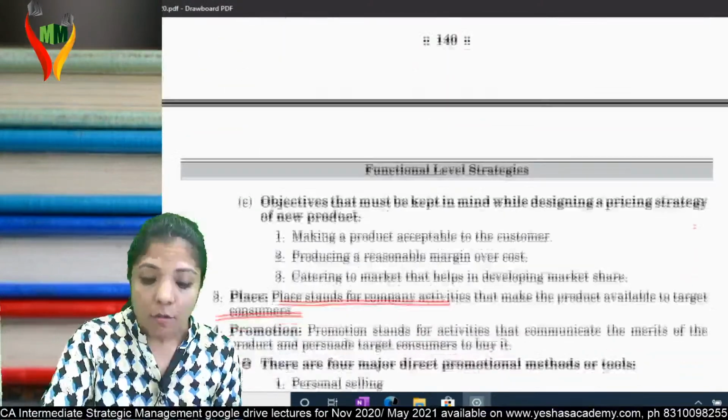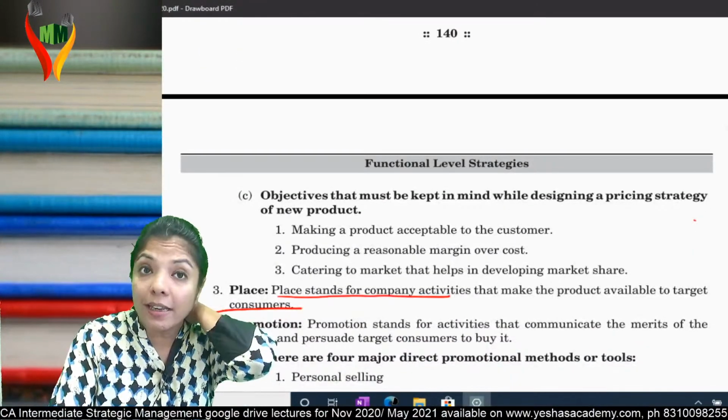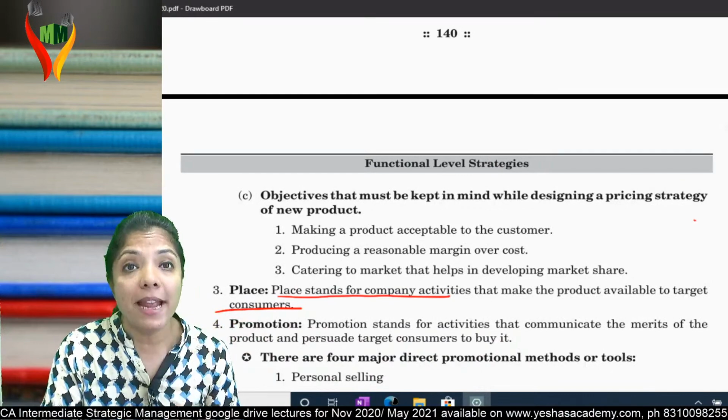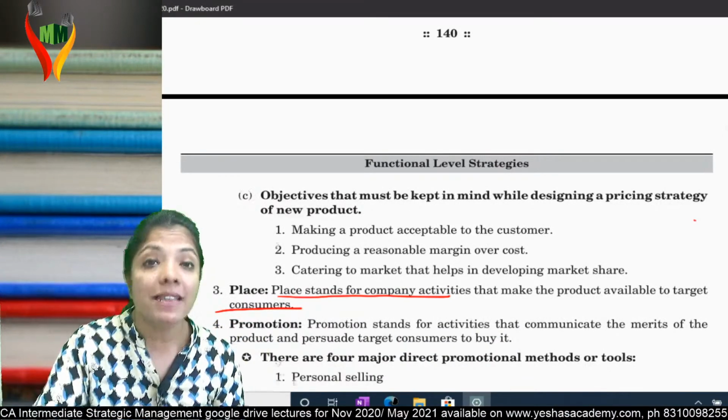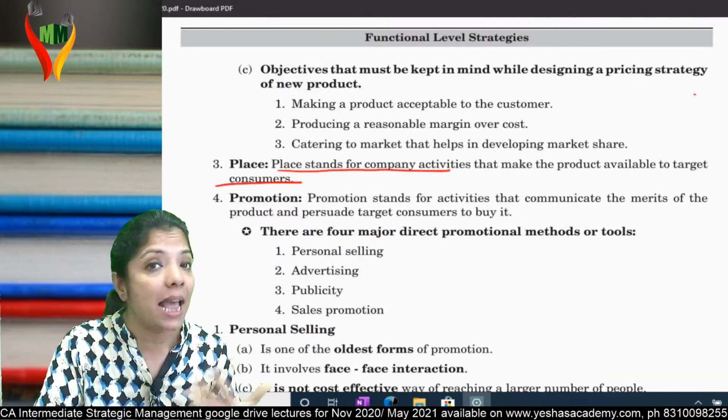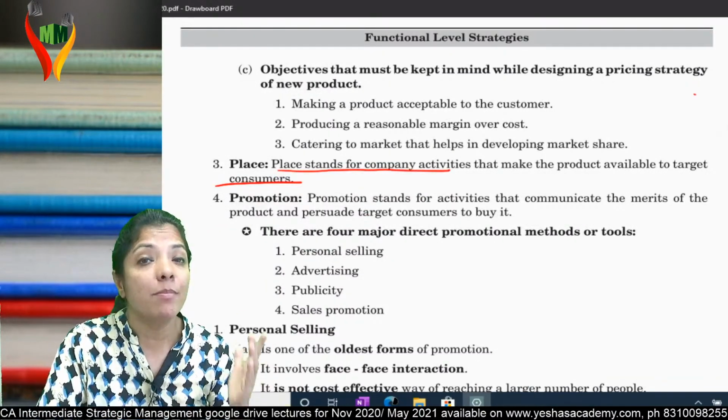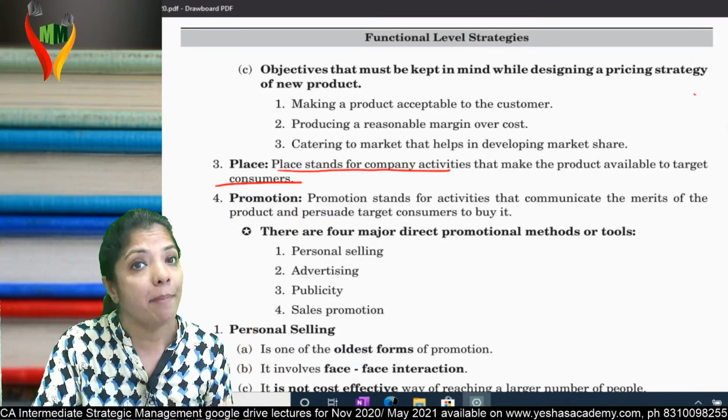Next, place. What should be the place? The place should be convenient for the buyer. Am I clear? What's next? Promotion. Promotion means I am promoting my product. Indirectly, I am communicating to you people that I am into so and so product.